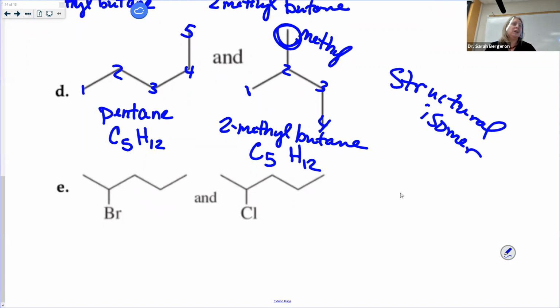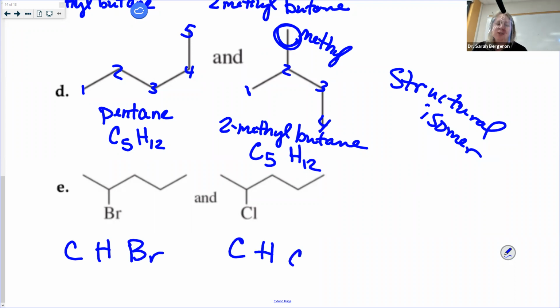Okay, how about E? What should we do? Should we count our carbons? I'm going to say that's a waste of time. I don't normally say that, do I? Why is that a waste of time? If I'm going to write the formula for this, I'm going to have a certain number of carbons, a certain number of hydrogens, and a certain number of what? Bromines. If I write it for the second molecule, I'll have a certain number of carbons, a certain number of hydrogens, and a certain number of chlorines.